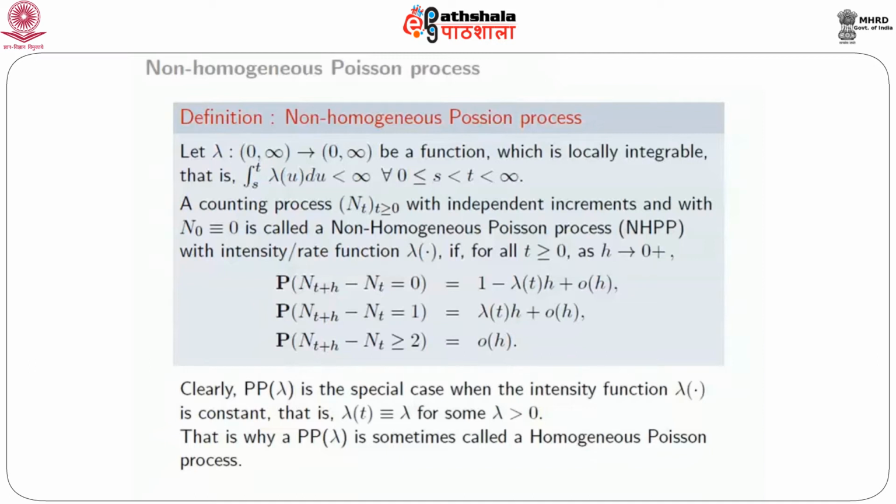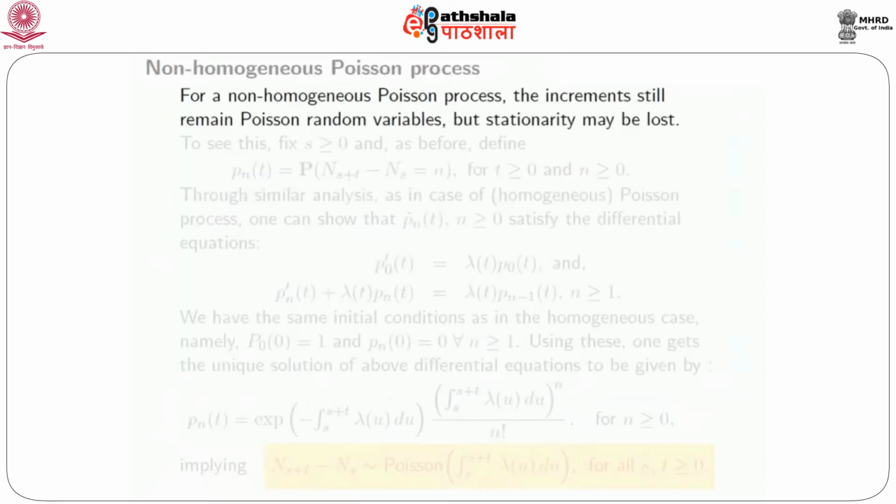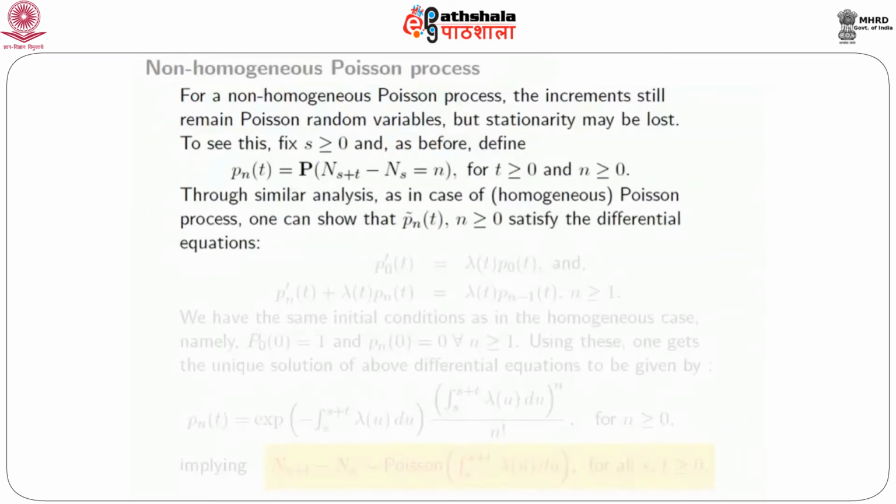Of course, PP(lambda) is a special case when the intensity function lambda is a constant. That is, lambda(t) is equal to lambda for some constant positive lambda. This is why sometimes a PP(lambda) is called a homogeneous Poisson process. Okay, so we continue with the non-homogeneous Poisson process. For a non-homogeneous Poisson process, the increments still remain Poisson random variables, just like in the homogeneous case. But what is lost is the stationarity.